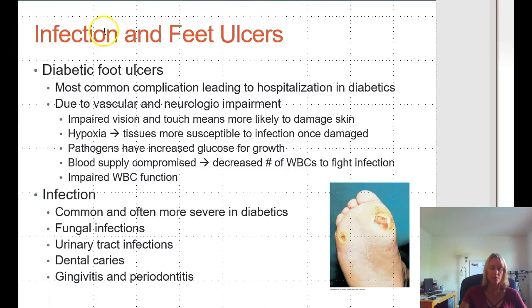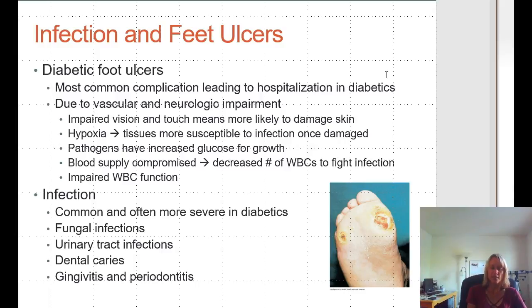Which leads me to infection and foot ulcers. Diabetic foot ulcers are the most common complication leading to hospitalization in diabetics. And this is due to both vascular and neurological impairment. If you have damage to the sensory nerves, and retinopathy, this can lead to impaired vision and touch, and that can make it easier to damage the skin.